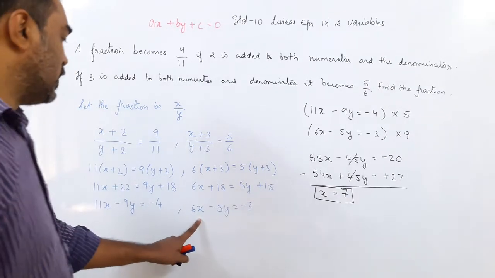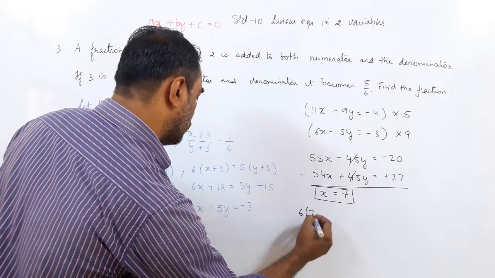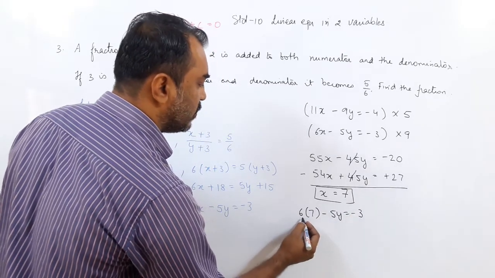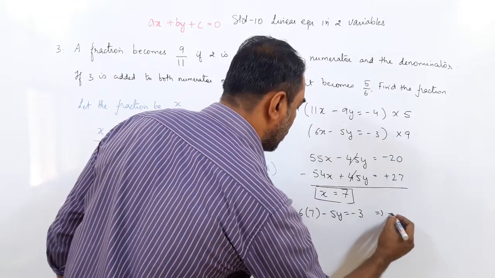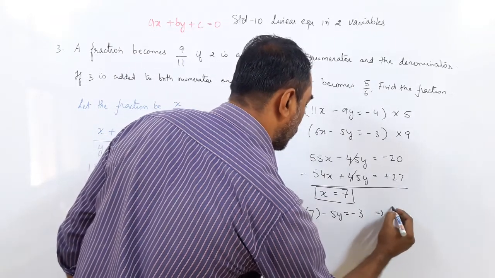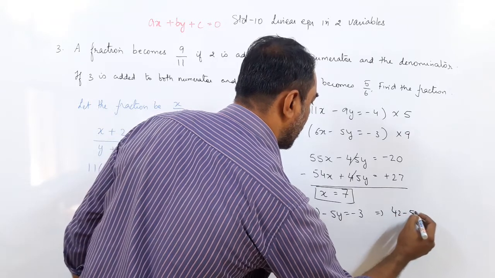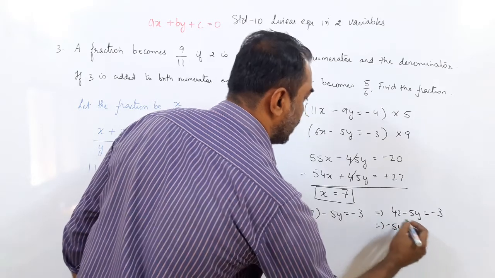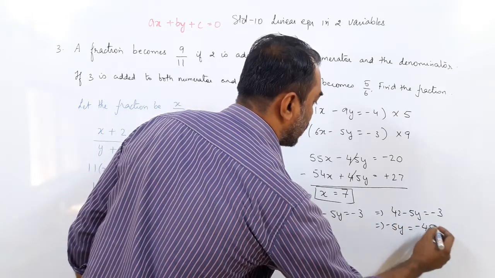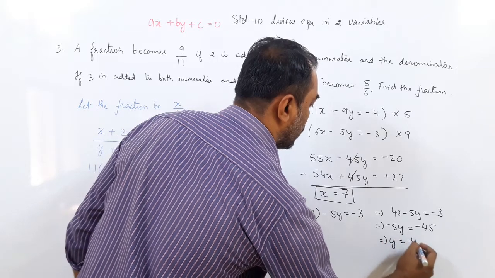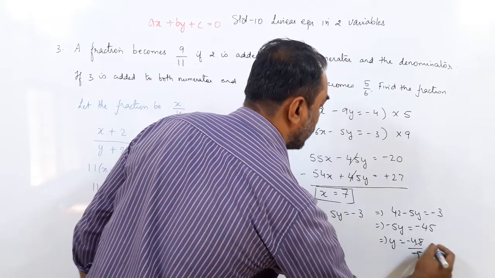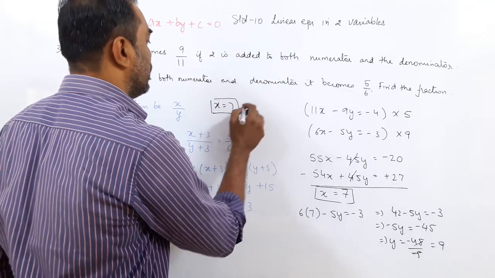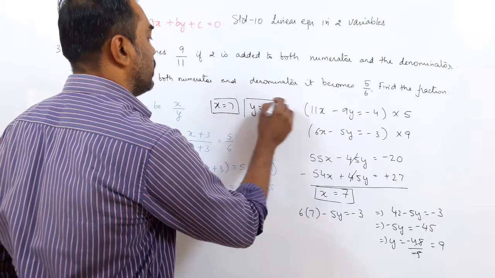Now I have to replace the value. So let me replace the value here. 6 into 7 minus 5y equal to minus 3. 6 7s are 42. So we have 42 minus 5y equal to minus 3. Taking on the other side, minus 5y equal to minus 3 minus 42 is minus 45. So y equal to minus 45 upon minus 5, or y is equal to 9. So we got x equal to 7 and y equal to 9.